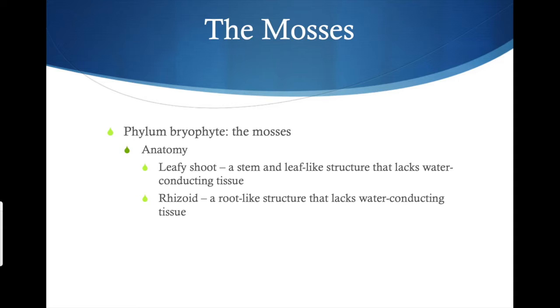These are the mosses. So the anatomy of a moss is that it has a leafy shoot and a rhizoid, right? Leafy shoot is like a leaf. The rhizoid is like a root, okay? But it doesn't have the ability to transport water to the rest of the plant, okay? Same thing with the leafy shoot, right? It's a leaf-like structure, but it also does not have water-conducting tissue, okay? And so this is the difference between vascular and non-vascular. Mosses are non-vascular plants because they do not have water-conducting tissue. So you need to know the difference between non-vascular and vascular. You also need to know how leafy shoot and rhizoid are different from roots and leaves.